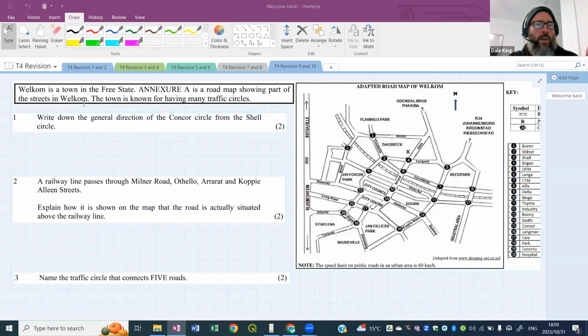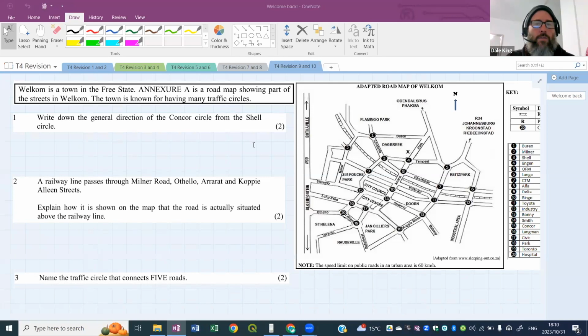It says here at the top, Welkom, which is probably also cold and wet tonight. Welkom is a town in the Free State. Source A is a road map showing part of the streets in Welkom. The town is known for having many traffic circles. I actually prefer a traffic circle compared to traffic lights. If you know how to use them, they actually keep the flow of the traffic running pretty smoothly.